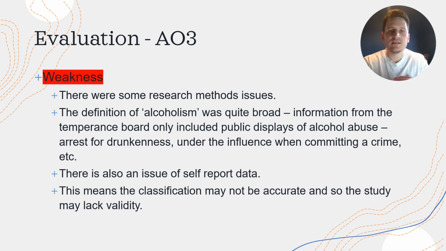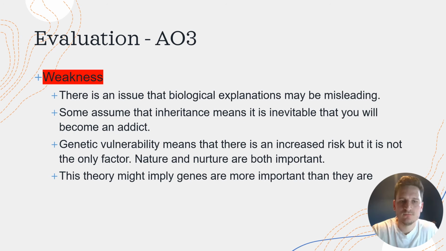So in evaluating the study, there are obviously weaknesses. One of them is that the research methods was an issue. As I say, we're talking about addiction here, we're talking about alcoholism, but the way that was defined in the study was these temperance board classifications. And so is that actually alcoholism? It's more arrest for drunken disorderly behaviour. And some of this data was self-report data as well, so think of your research methods evaluations there. Can we actually trust the validity of the definition, the operationalization of alcoholism?